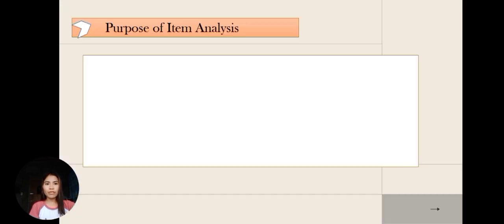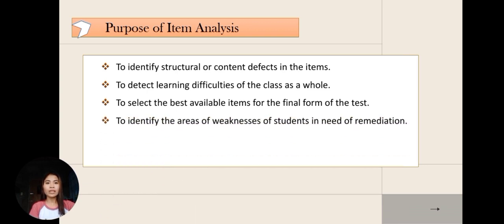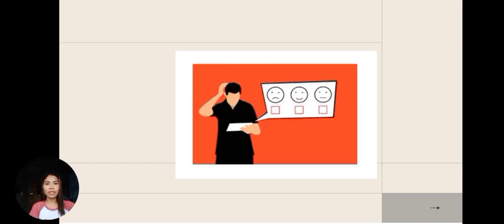The purpose of item analysis: first, to identify structural or content defects in the items. Second, to detect learning difficulties of the class as a whole. Third, to select the best available items for the final form of the test. Then, to identify the areas of weaknesses of students in need of remediation. Then, to increase instructors' skill in test construction. Then, lastly, to identify specific areas of the course which need greater emphasis or clarity.